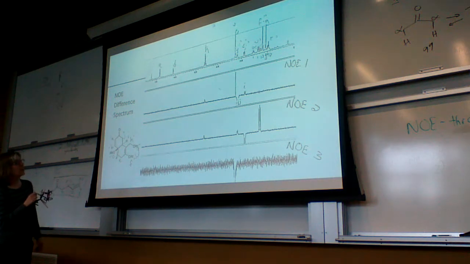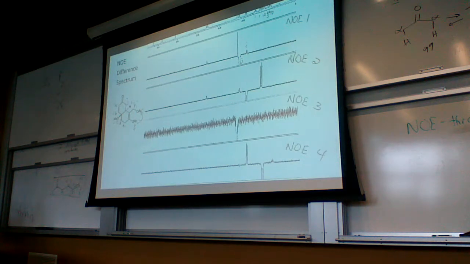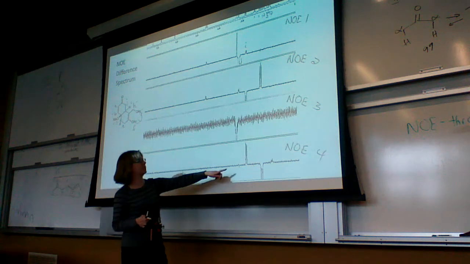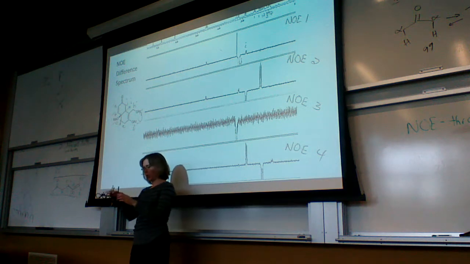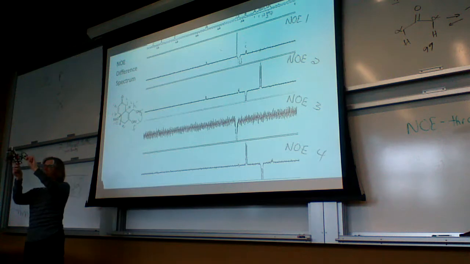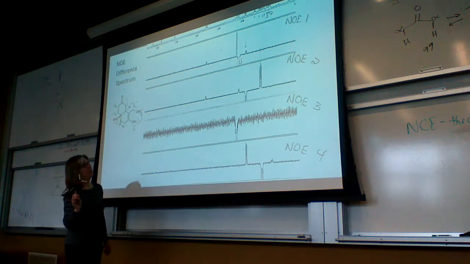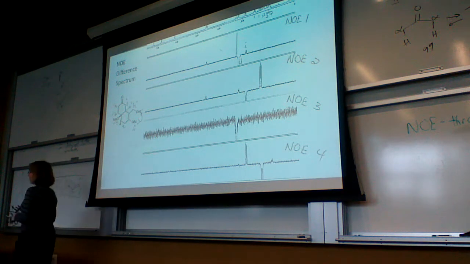They also irradiated the other J, I think, down here. When they irradiated this J, that methoxy group doesn't show up at all. But the I group does show up. So now they're looking at this J, and the I hydrogen shows up, and a little bit of some other stuff, but your significant peak is your I to J.